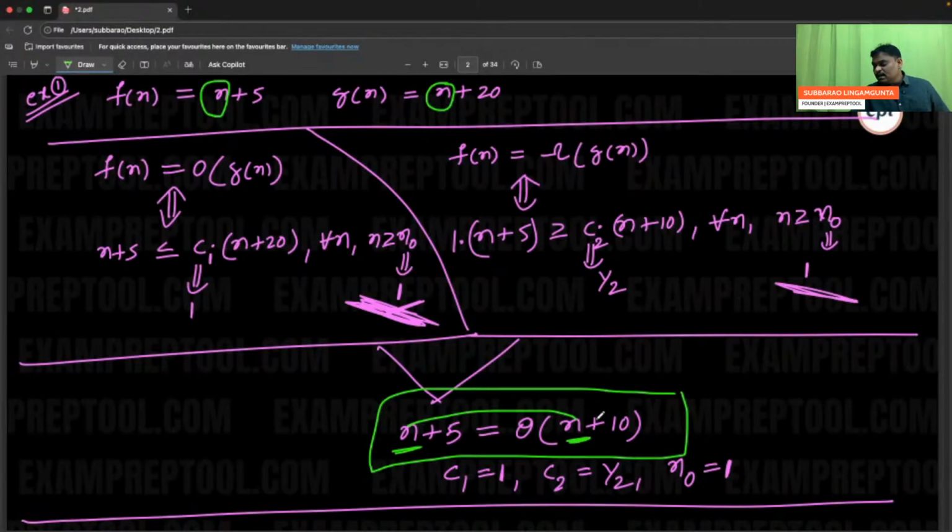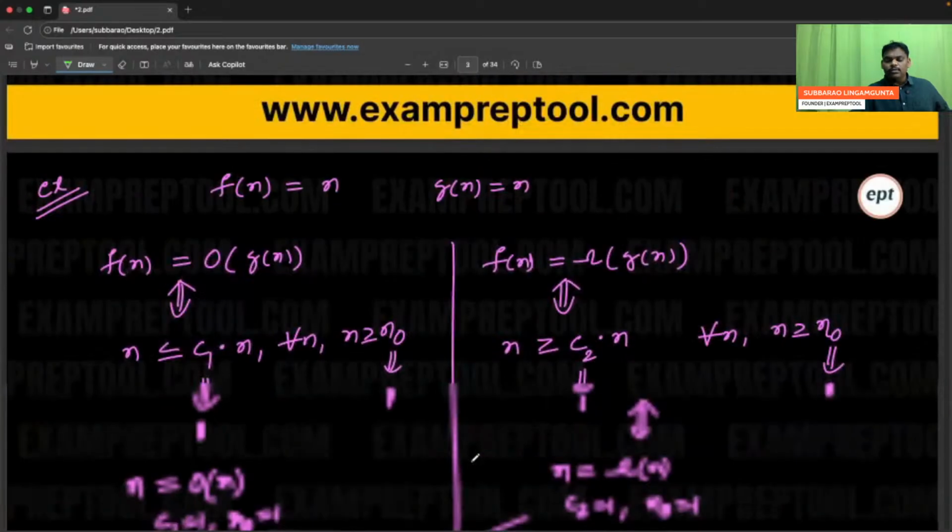So this is called asymptotically equal. Theta means equal, but asymptotically, not mathematically. In mathematics everything matters, constants also matter. But in asymptotic notation, constants don't matter. So theta means asymptotically equal: by neglecting constants and small terms, and comparing only the bigger term, both are equal. That's what theta means.